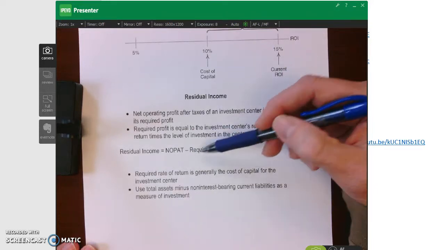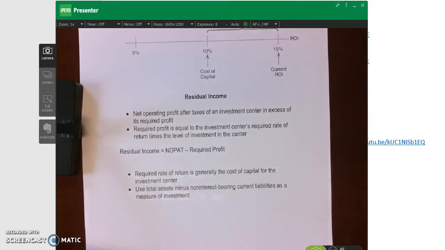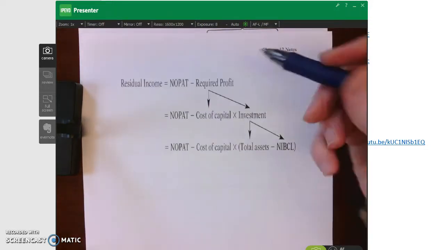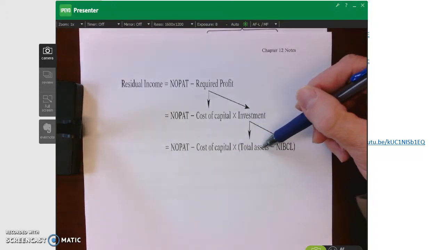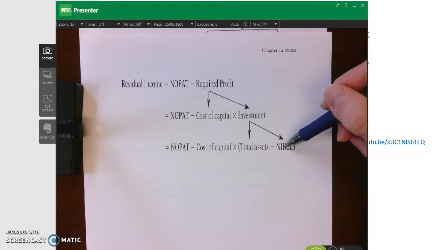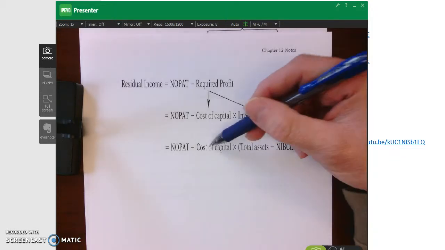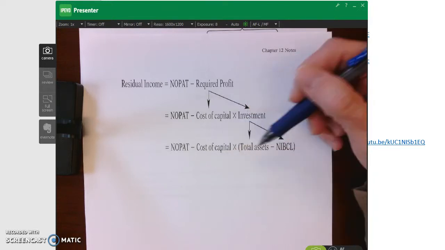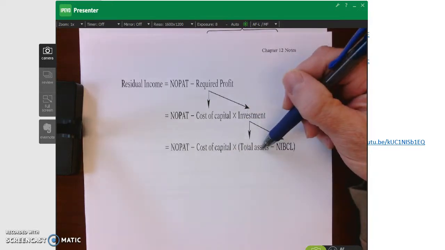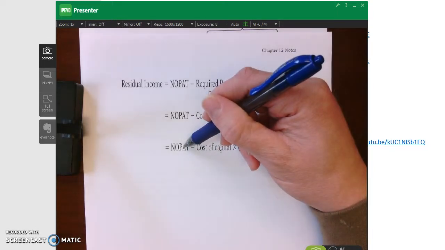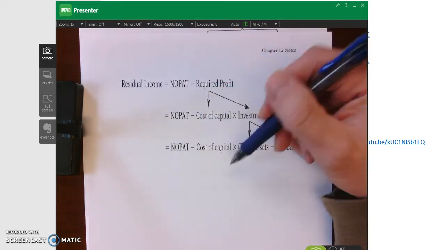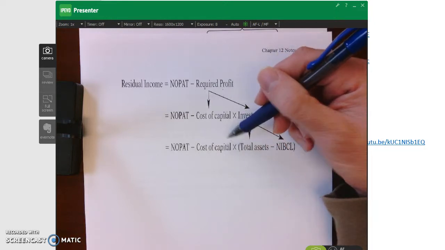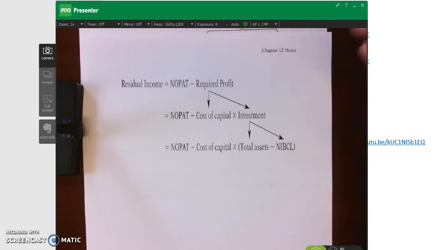So what is our required profit? That becomes the real question, right? Our required profit is equal to the cost of capital times our total assets, the book value, minus our non-interest bearing current liabilities. So basically, we take the cost of capital, our required rate of return, times our invested capital. That's the required profit. That's what we should be earning. And then we compare that against the actual NOPAT. If our actual NOPAT is higher than our required profit, then that's a good thing. If it's lower, then that's a bad thing.